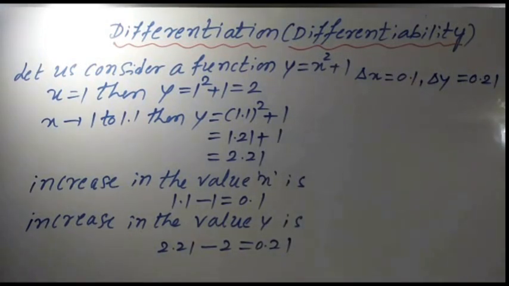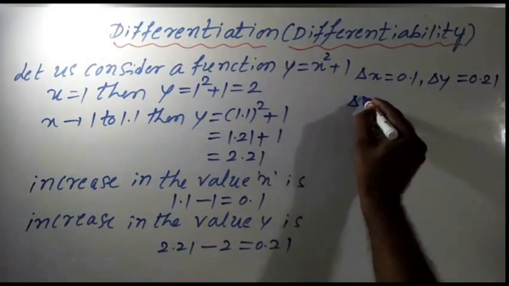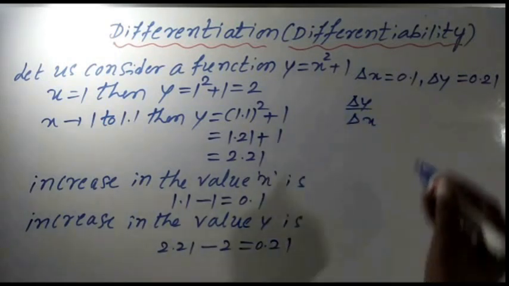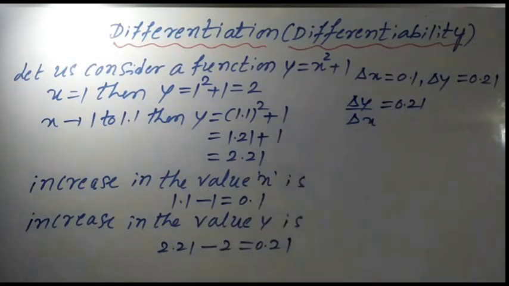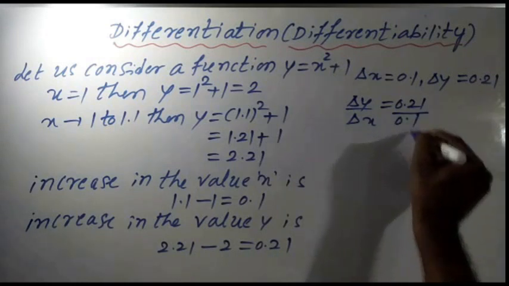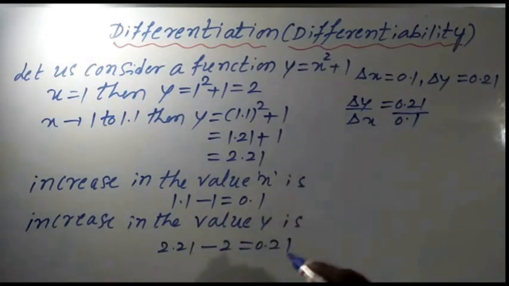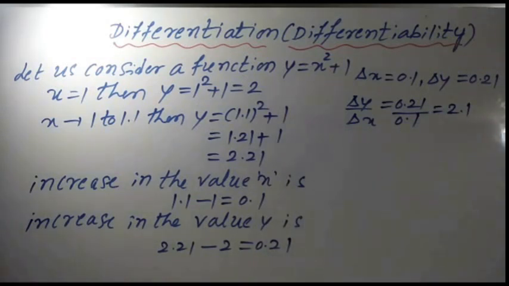Now we calculate the incrementary ratio, means delta y by delta x is equal to delta y, 0.21, divided by delta x, 0.1. 0.21 divided by 0.1 is equal to 2.1.